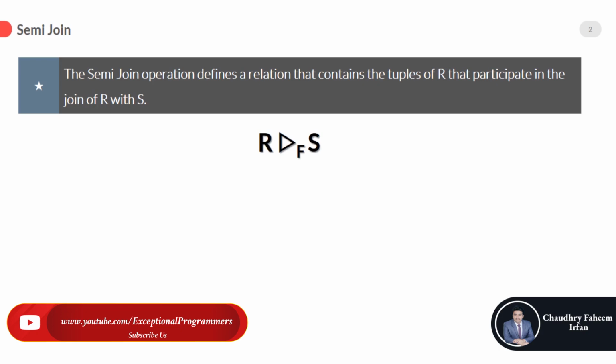One advantage of a semi-join is that it decreases the number of tuples by using the projection operation, and theta join can perform the semi-join operation. It is said to be semi-theta join.